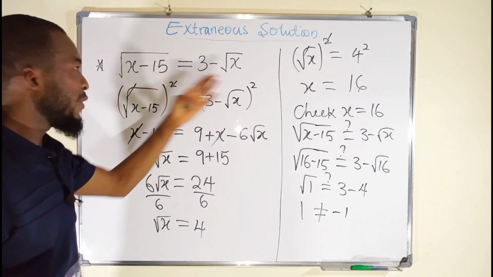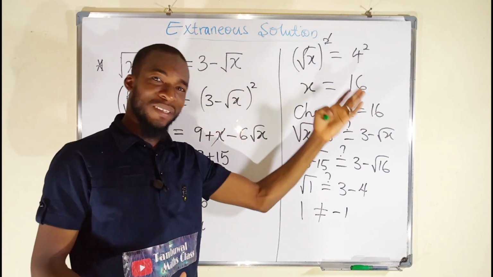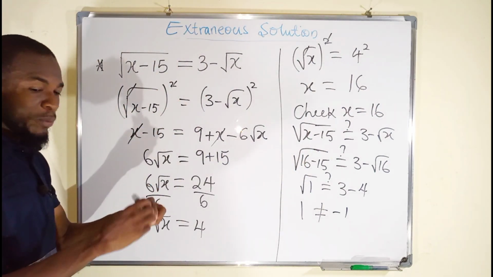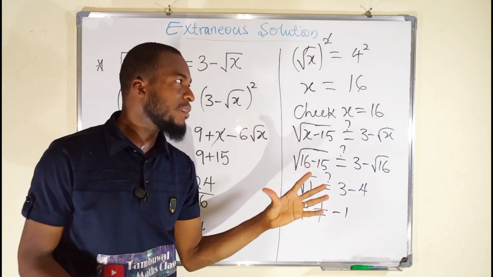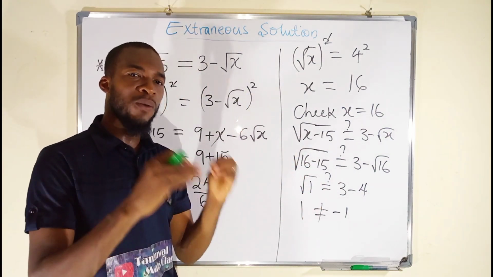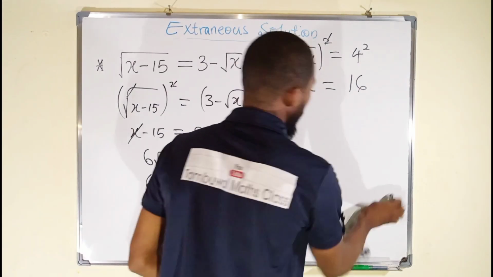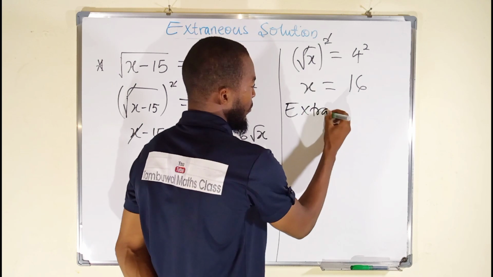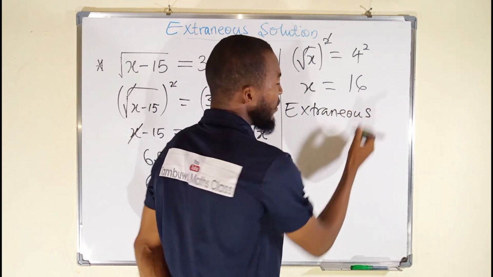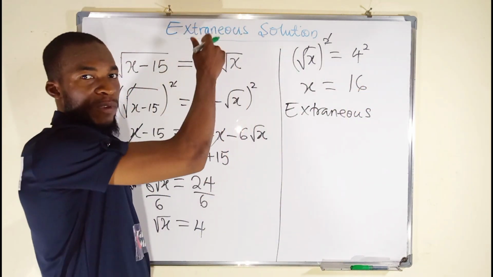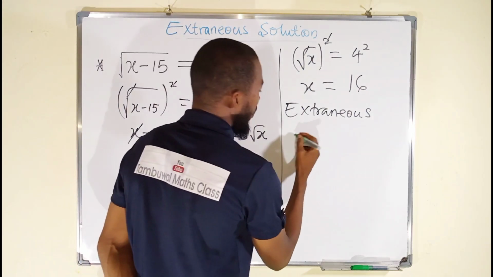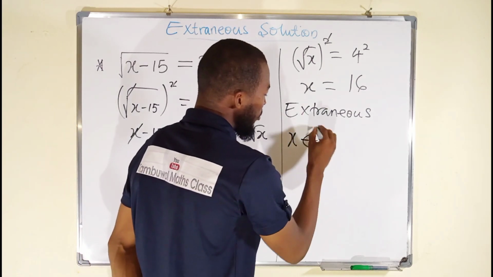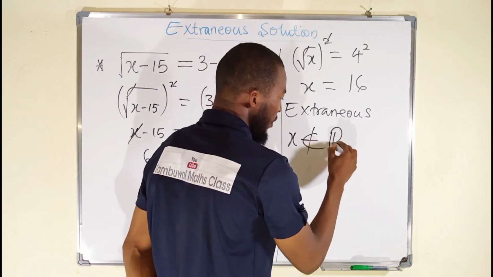Despite having obtained the value of x to be equal to 16, 16 cannot satisfy the original equation. So how can we conclude? We can conclude by saying that x does not belong to the set of real numbers. So you can see that this solution is extraneous. Reason, because the solution cannot satisfy the main equation, and this x in the main equation does not belong to the set of real numbers.